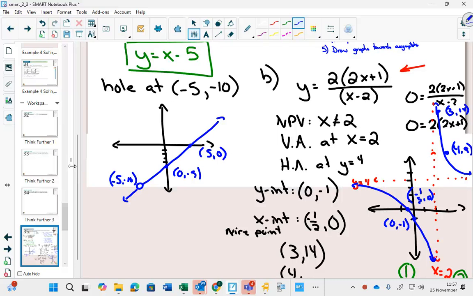Question? An oblique asymptote are the diagonal ones. We're going to get to that soon. Okay, questions you can circle for number 1 are 5.